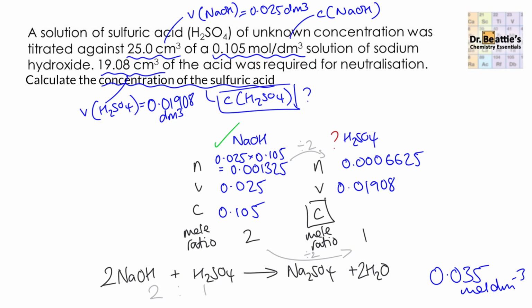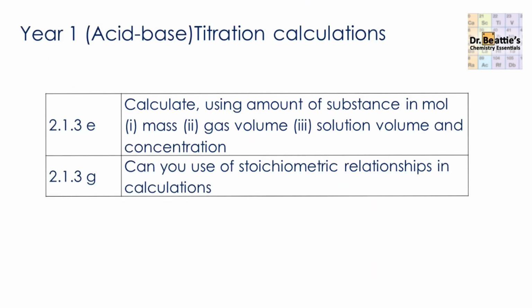Concentration is rearranged from the equation N equals V times C. So to make C the subject, we've got to do N over V. And then we just substitute in those values. That then gives that value. And then we just take it to 3 significant figures, as this is the appropriate significant figures for all of the information we're given, as that's the lowest significant figures there, gives us our answer.